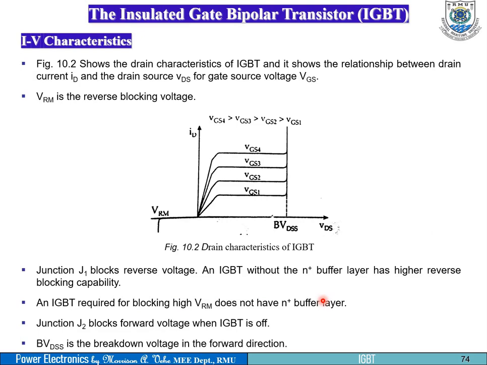Now, the characteristic curve. The IV characteristics of this IGBT. We see the drain characteristics of the IGBT, and the figure is helping us. Now VRM is the reverse blocking voltage, so that is this one, VRM.